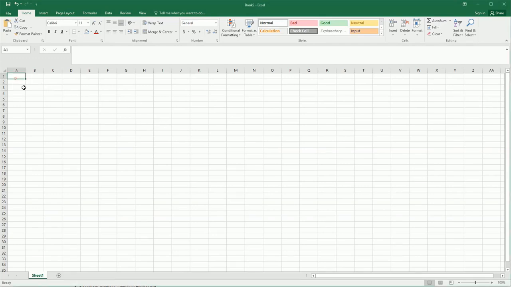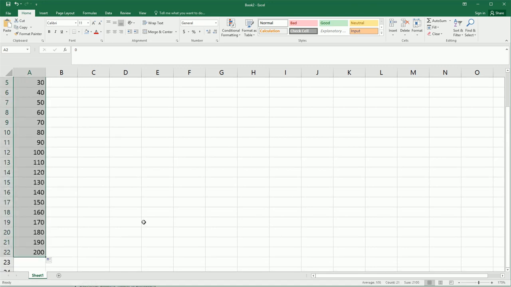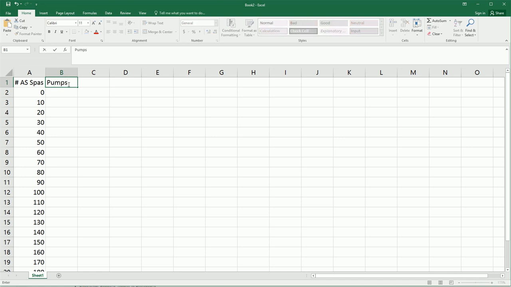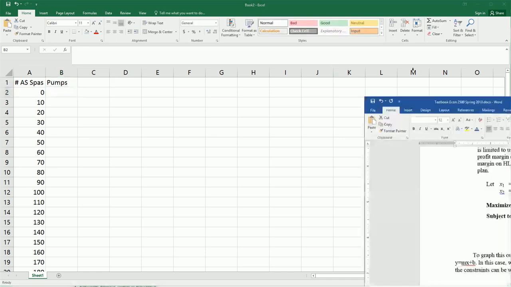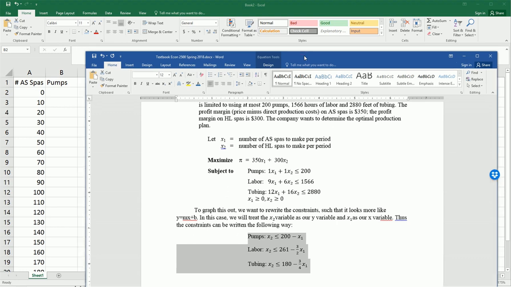All right, and I'm going to set this up, I'll zoom in just a little, as the number of AS spas. Okay, so that's my variable x1. I'm going to count from 0 to 200, counting by tens, just to kind of give me an idea of what's happening with this picture. Okay, now I'm going to write out my constraints. So my first constraint is pumps. And so if I remember back over here, the equation for pumps, it's these equations right here that I'm going to enter in and graph out each of these functions in a line graph.